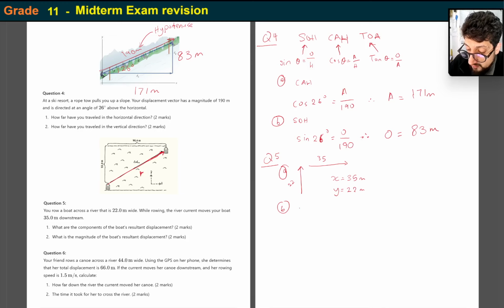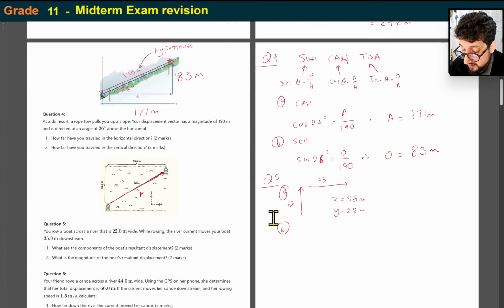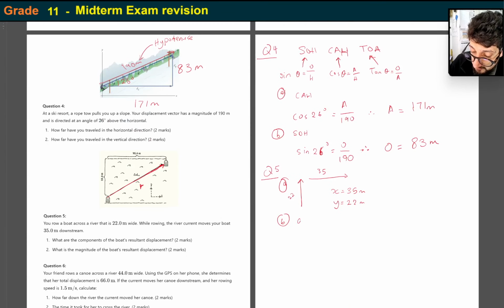Once again, we have to use Pythagoras theorem. So c squared equals a squared plus b squared. Let's just see how it's written here. A squared plus b squared equals c squared. Therefore, c is going to equal the square root of 22 squared plus 35 squared. And of course, it doesn't matter if you put 35 first or 22 first. So 22 squared plus 35 squared, square root of that, and that equals 41.